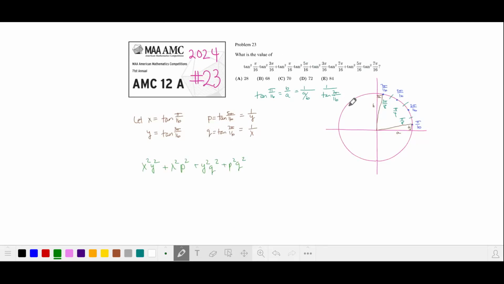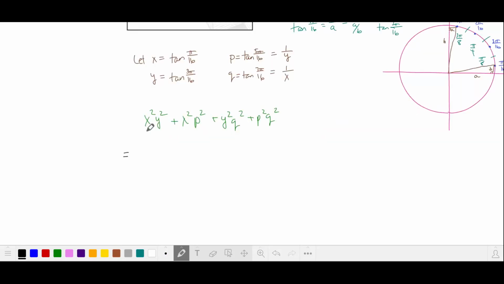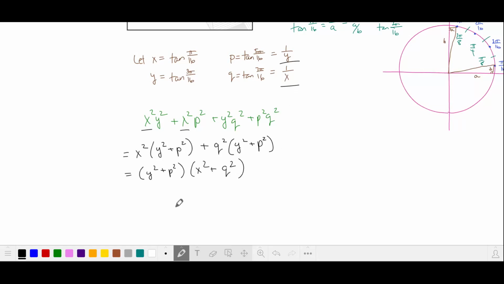Here's this expression written in terms of the variables, and it's easier to see that we can factor out x squared from the first two terms. And when we factor out q squared from the last two terms, we also have y squared plus p squared, which we can factor out again, leaving us with x squared plus q squared as our second factor. Now we can substitute for p and q, 1 over y and 1 over x.